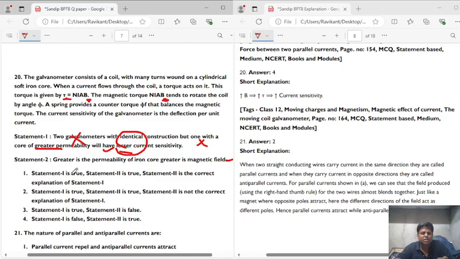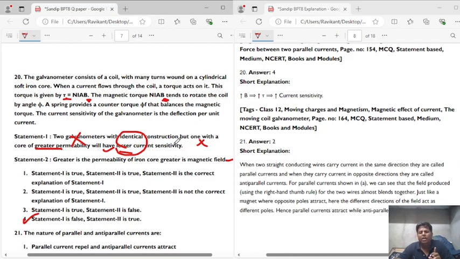The first option says that statement 1 is true. No. Second option says statement 1 is true. Again, it's not correct. Option 3 says statement 1 is true. No. Option 4 says statement 1 is false and statement 2 is true. Alright. So the correct answer for question number 20 will be option 4, that is statement 1 is false and statement 2 is true.